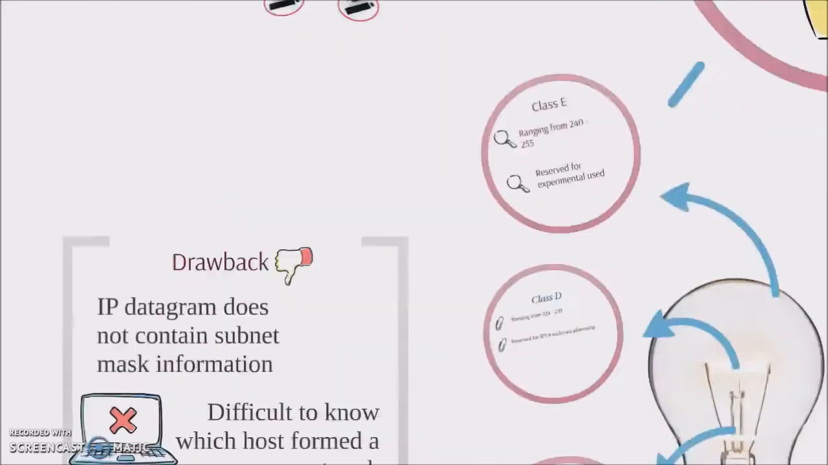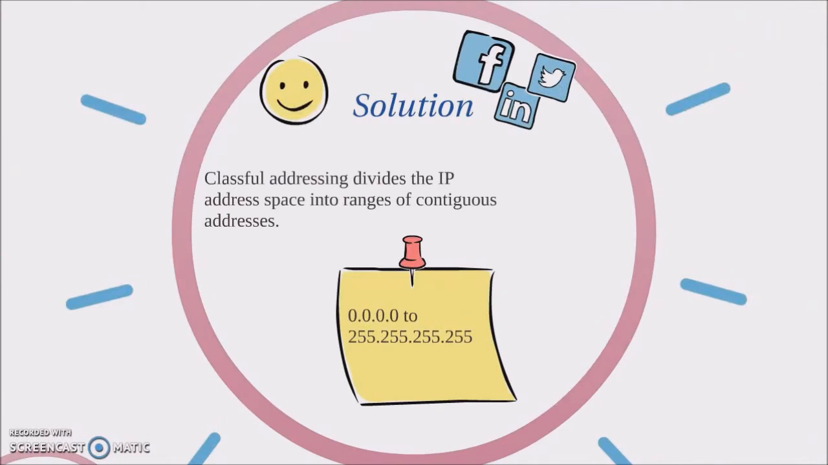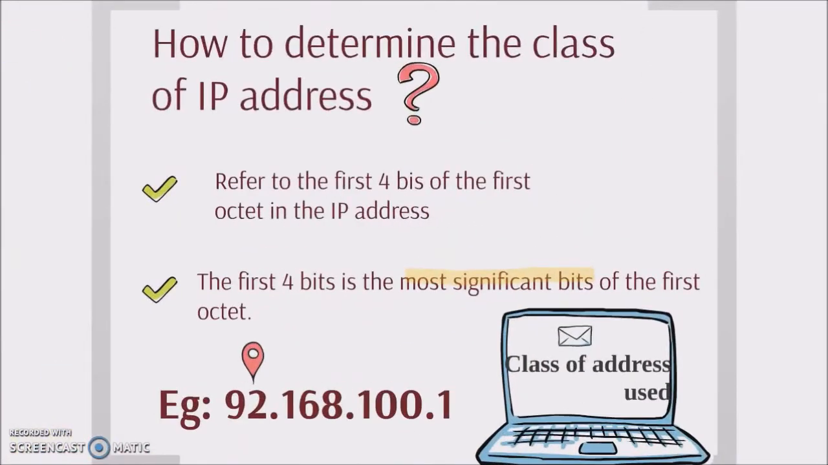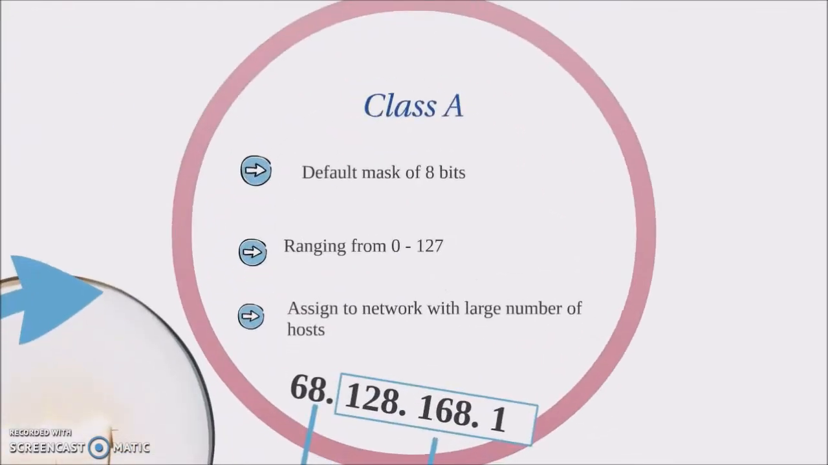Because of these very reasons, this is where classful addressing becomes handy. It divides the entire IP address space into classes or special ranges. Moving on to how to determine the class of an IP address, firstly, we must refer to the first 4 bits of the first octet in the IP address. This is because the first 4 bits are the most significant bits of the first octet. It helps to determine which class of IP address is being used. There are 5 classes altogether.